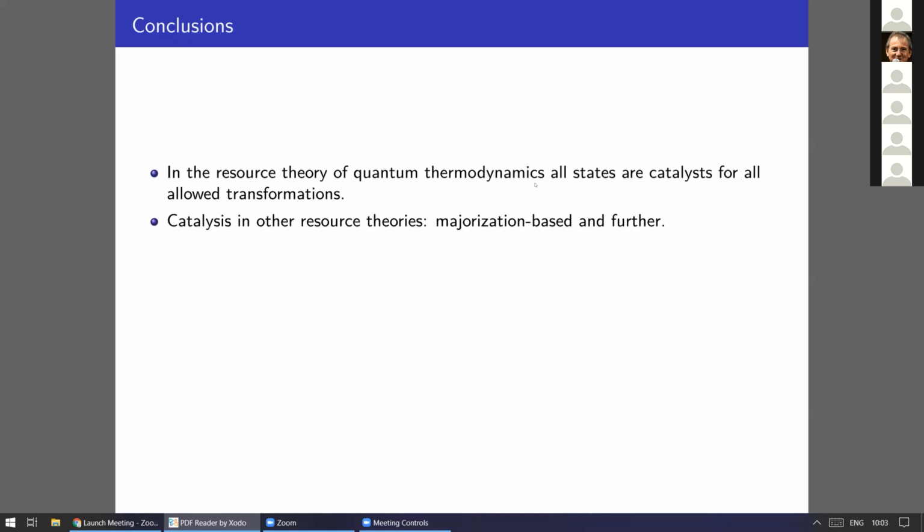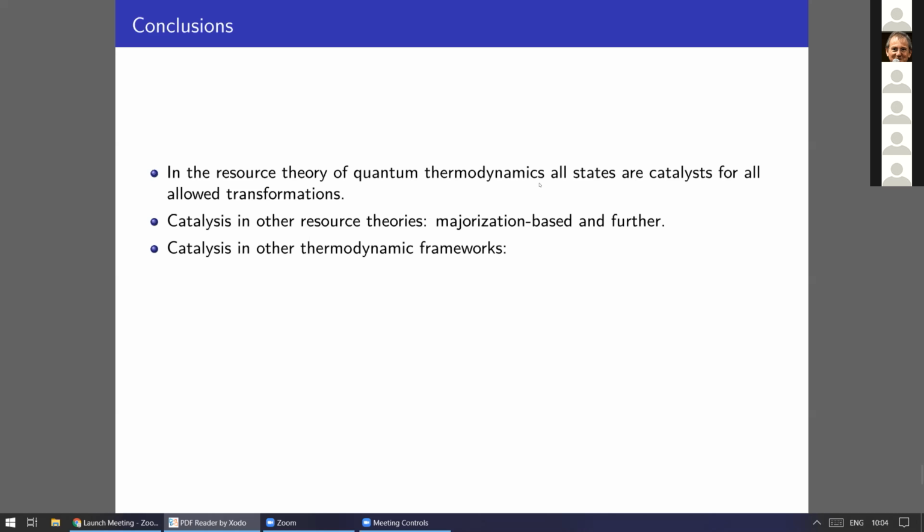Furthermore, I want to emphasize that the catalytic protocol which I have described is general in the sense that it can be readily applied in other resource theories governed by similar second laws, which we refer to as majorization-based quantum resource theories, like entanglement, coherence, or purity resource theory. And finally, and perhaps most importantly, I believe this generality gives a hint that catalysis can also be studied outside of resource theories.